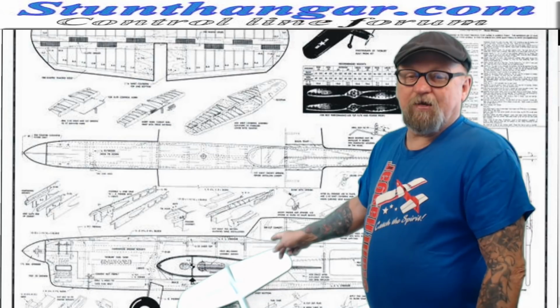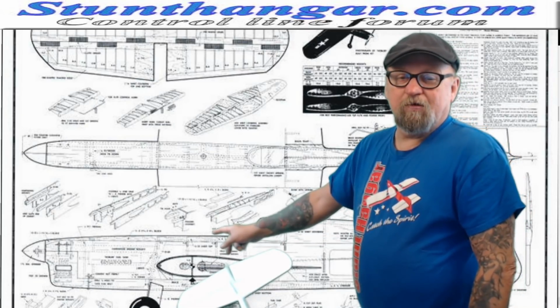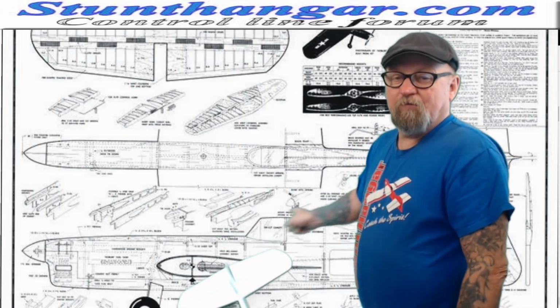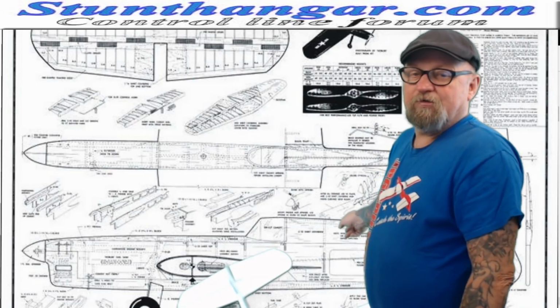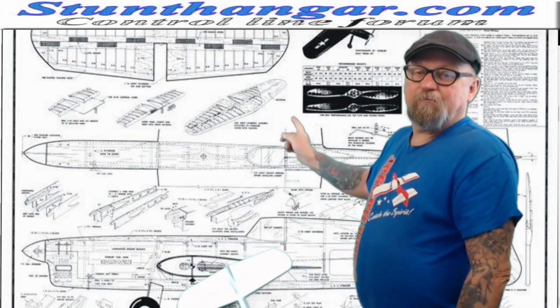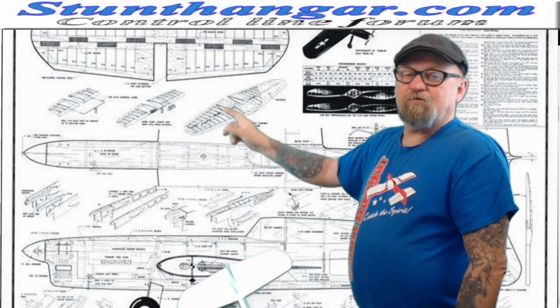You don't like where the canopy sits? Move it forward. If you don't like that, move it back. If you don't like the shape of the rudder, change it. If you don't like the shape of the tips, you can change those too.